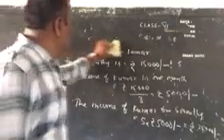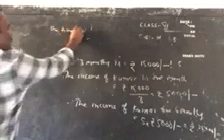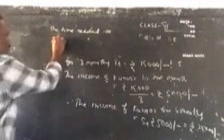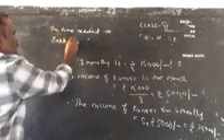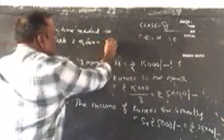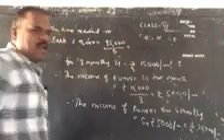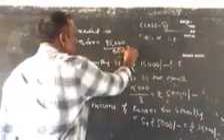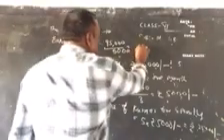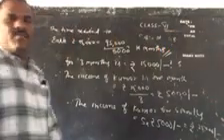Simple, children. The time needed to earn rupees 95,000 equals 95,000 by 5,000, which equals 19 months. Equal to 19 months.